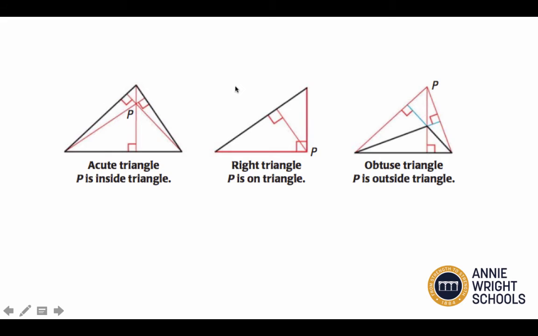Here's an example. Let me go back. Here's an example of different triangles with their altitudes. So an acute triangle, you find this orthocenter in the middle. On a right triangle, you find the orthocenter at the vertex of the right angle. And for an obtuse triangle, you find the orthocenter outside.